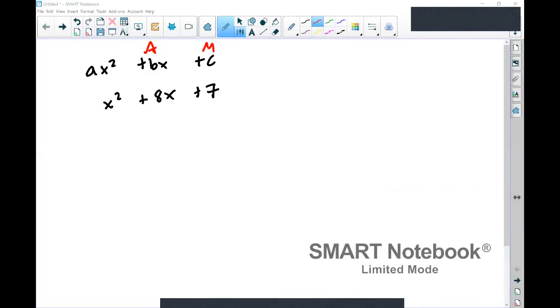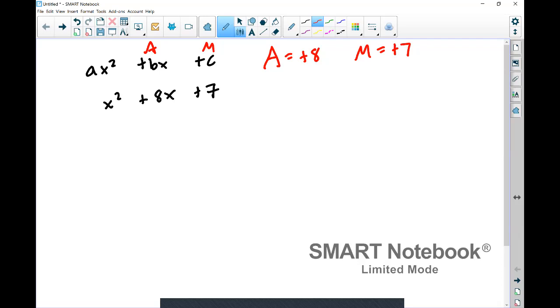Today we're going to be learning about factoring trinomials using what I call the AM method. The AM method means that our middle value, the coefficient attached to the x, is a number we're looking for: two numbers that add to this. And for our constant, or our C term, we're looking for two numbers that also multiply to this. So they must multiply to the C and add to the B. In this case, we're looking for two numbers that add to a positive 8 and multiply to a positive 7.